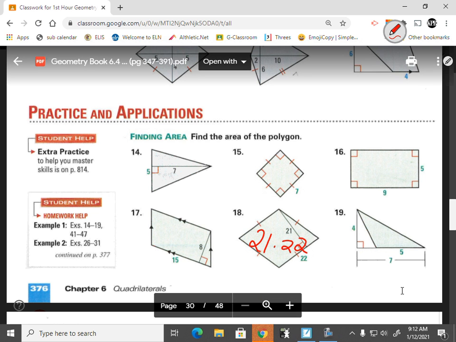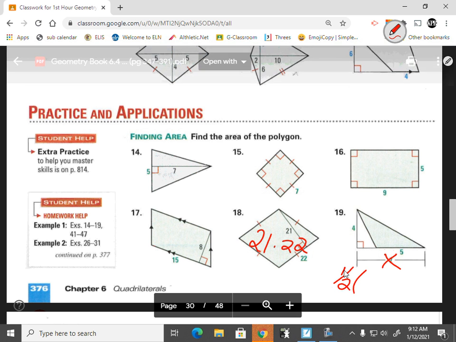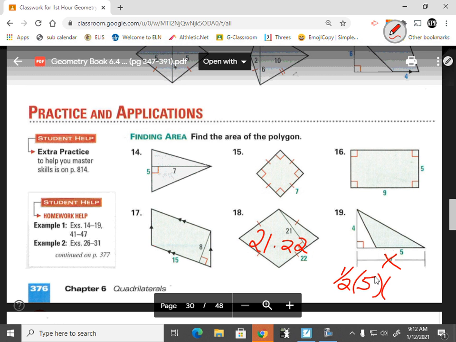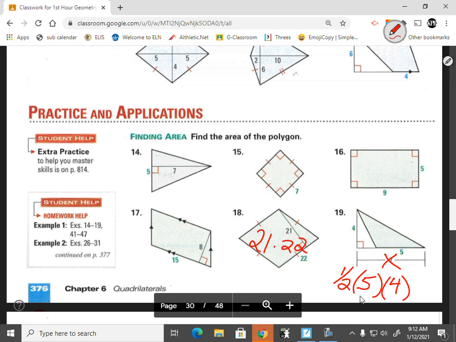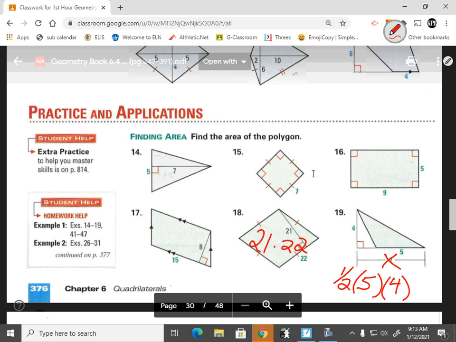On number 19, which number is bogus for that triangle? Is it the 4, the 5, or the 7? The 7 is bogus. So on number 19, it's going to be 1/2 base, which is 5, times height, which is 4. Did you know you don't have to take half of the 5, right? You can just do 5 times 4, which is 20, divided by 2. Sometimes.